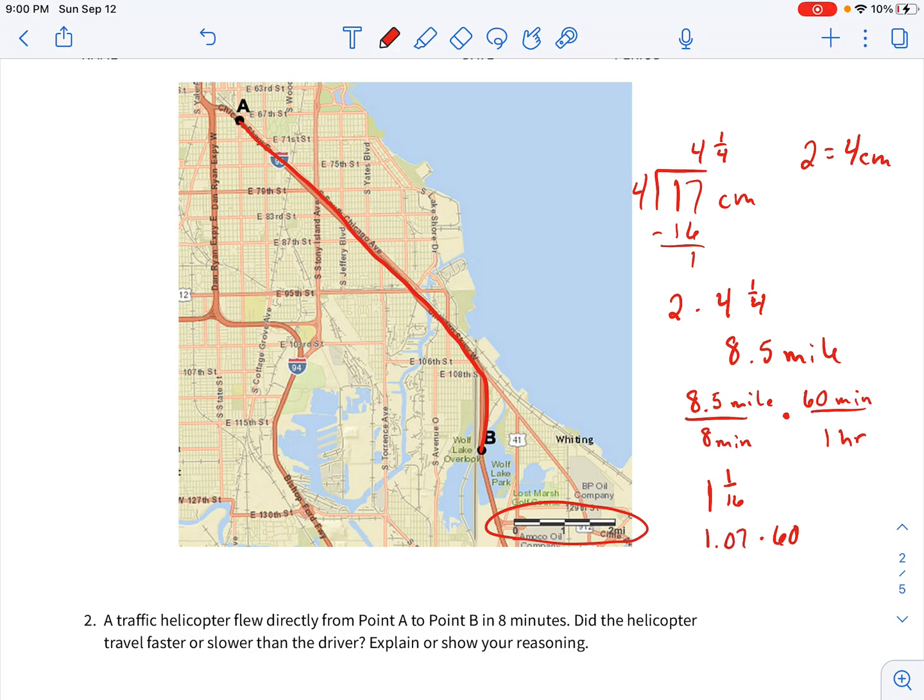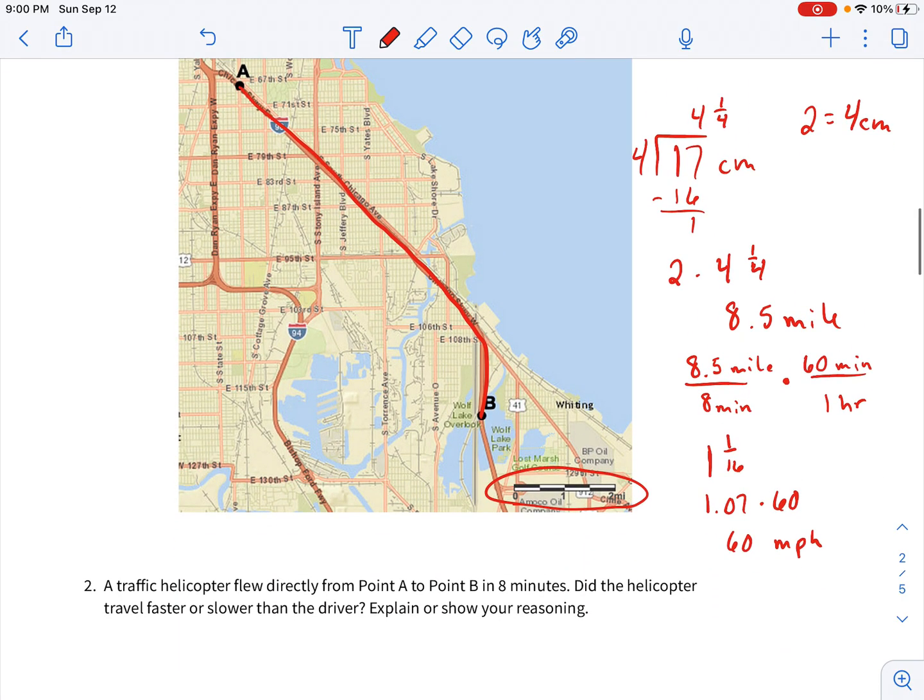That's 1.07. Sorry, 1/16 is almost 0.07. Okay, so when we multiply those together, you're going to get roughly about 60 miles per hour. Obviously the speed limit was 55. She is clearly going over 55 miles per hour.